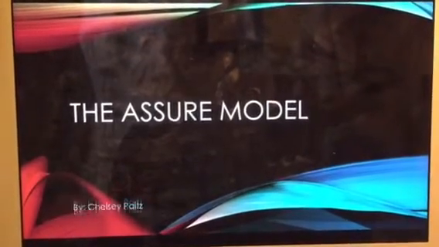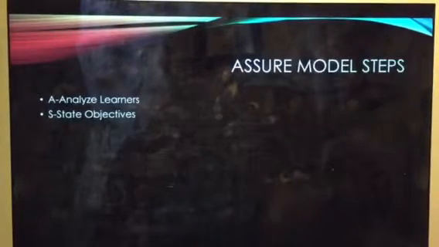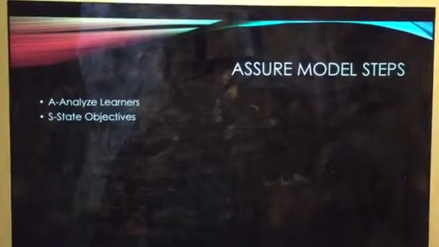This is the Assure model by Chelsea Pates. The Assure model steps. The first step is to analyze the learners. You will define your audience, and you must know the learners and the types of learners that you are going to be teaching. The next step is to state the objectives.